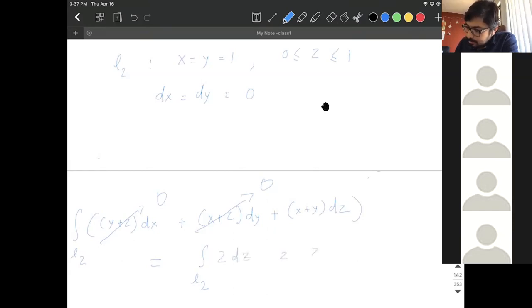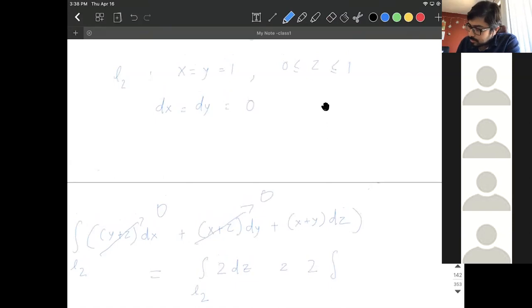Okay, and then the z coordinate varies between 0 and 1. So this is the integral from 0 to 1 of 2 dz, which is simply 2. So that's the value on L2.